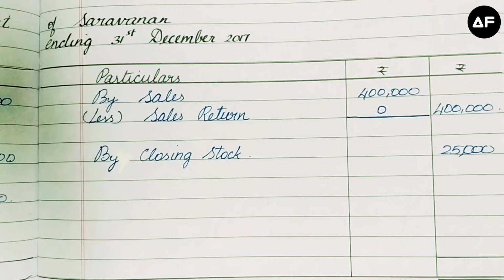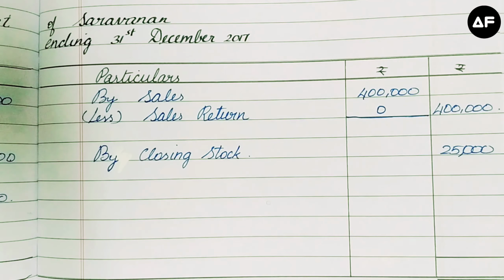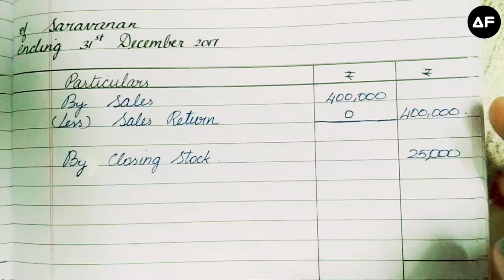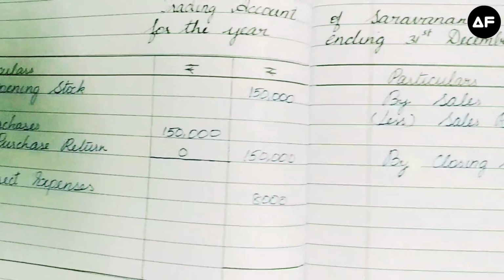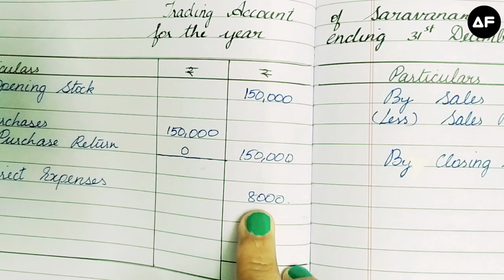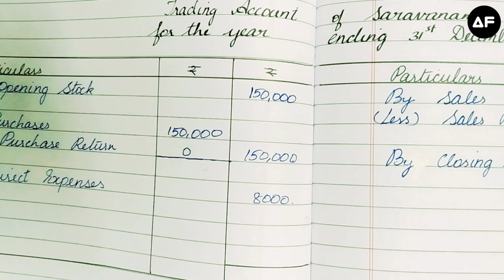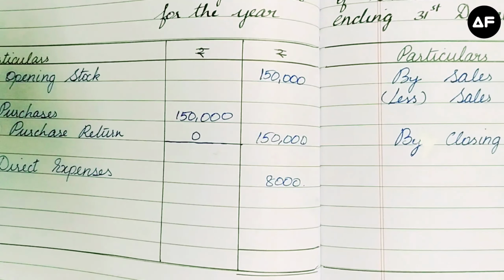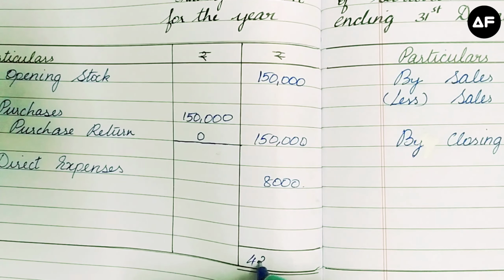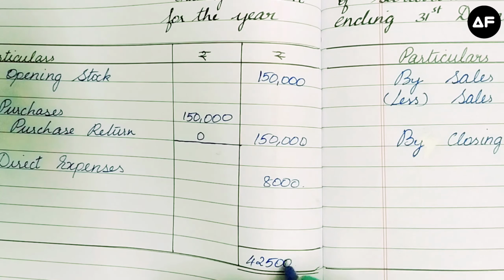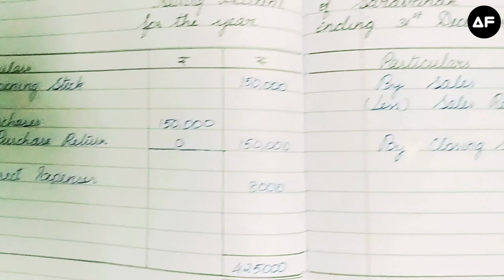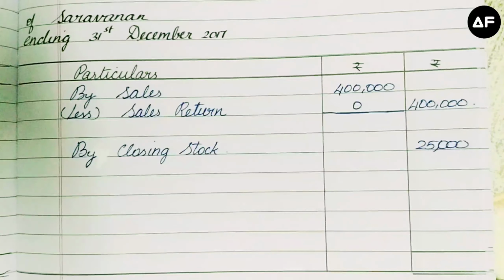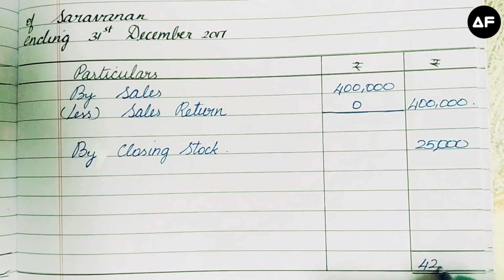Next step, we have to add both the debit side and the credit side. Here we have 4,25,000 on the credit side, and on the debit side we have 3,08,000. Clearly 4,25,000, which is on the credit, is the greatest total. Therefore, we write it as the grand total for both the debit side and the credit side. So 4,25,000 on the debit and 4,25,000 on the credit also.